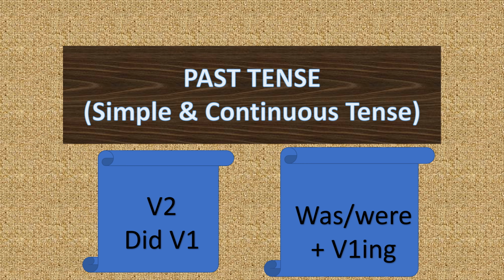So today our topic is past tense, simple and continuous tense. We use this tense while telling about the past events and actions.